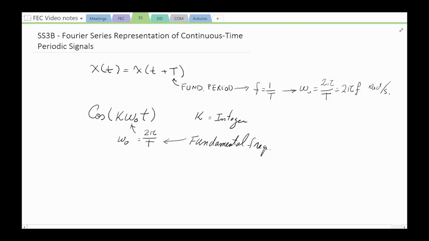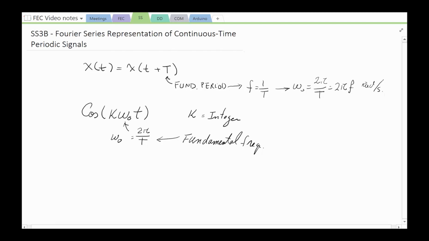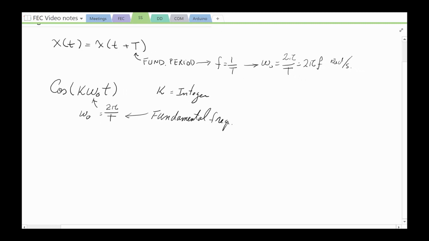So that's a little background on what a periodic signal is, and the fact that the cosine is one of the simplest ones. Cosine and sine, the sinusoidals, are pretty important for us. Most of the electrical signals that get generated are sinusoidal, and we usually represent them as a cosine because sine and cosine are almost the same thing. They are just pi over 2 shifted.